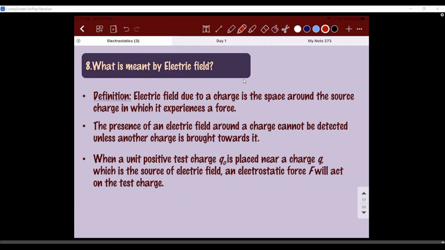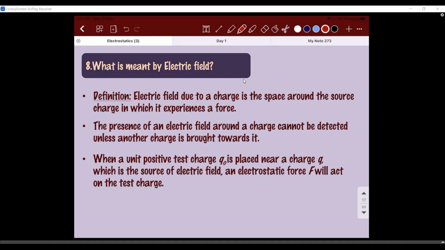Okay. So electric field is defined for a charge as what? It is a region around the source charge where, if you try to place another charge, it experiences force. This is clear, right? Though it is a basic thing, we need to have a different dimension of understanding.